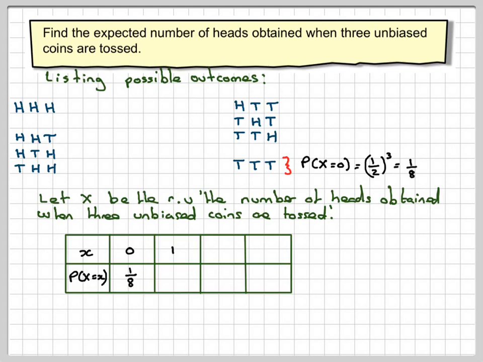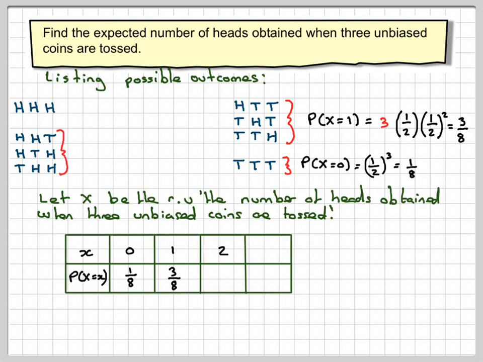Getting just one head, that's from these here. The probability that x is equal to 1 is going to be a half times a half squared, i.e. a half for the head and a half squared for the number of tails. But that can happen 3 different ways. So it's going to be 3 out of 8.